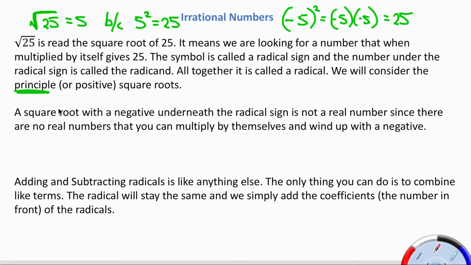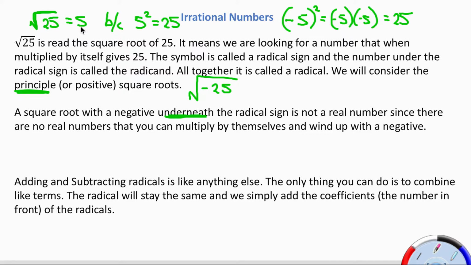Okay, now, talking about the negatives, if we have a square root with a negative underneath the radical, we're going to say that's not a real number. Think about this. What if the negative was underneath the radical? I would need two numbers, the same number, right, that when you multiply it by itself, gives you -25.